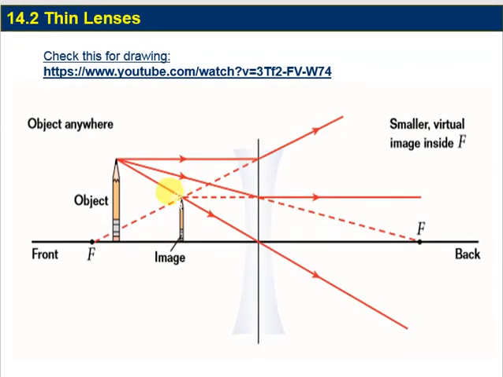Second case, when the object is placed anywhere beyond or behind the optical center. In this case, the rays will diverge, and we will trace them backward, and we will find the intersection point, and the image will be placed inside the focal length. So where is the focal length? Here, on the same side of the object.